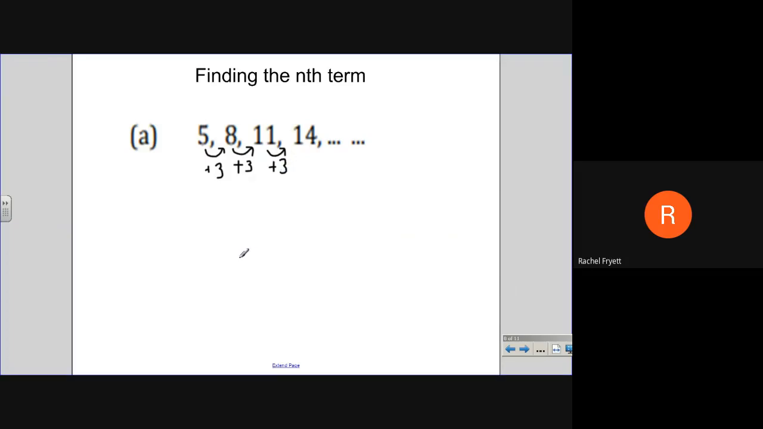So remember before we said once you'd found the first one, you could just add a number, and that number was what was in front of n. Well, this is the same thing, we're just thinking about it the other way around. So because I'm adding 3, I'm going to start with 3n. Now what this actually tells me is that this sequence is linked to the 3 times table. So I'm going to write that up here.